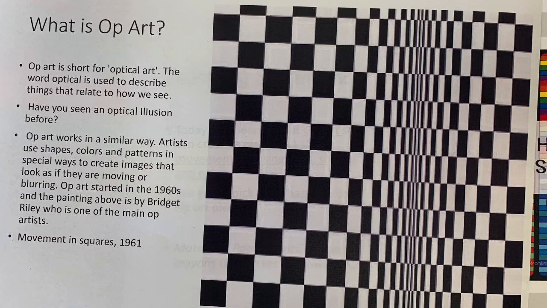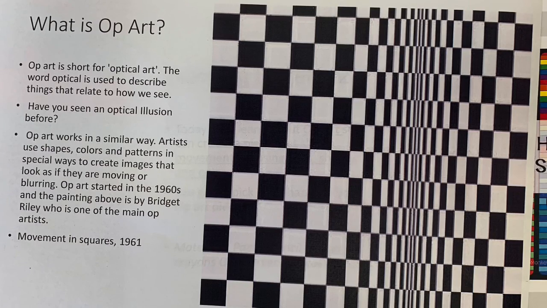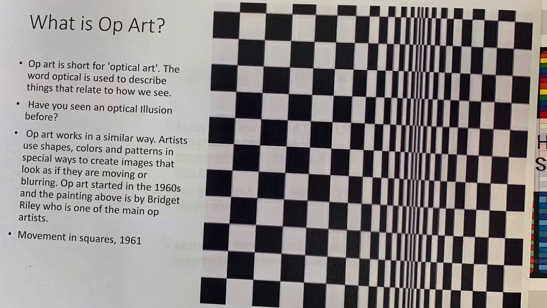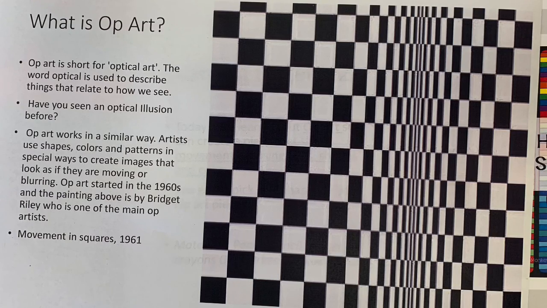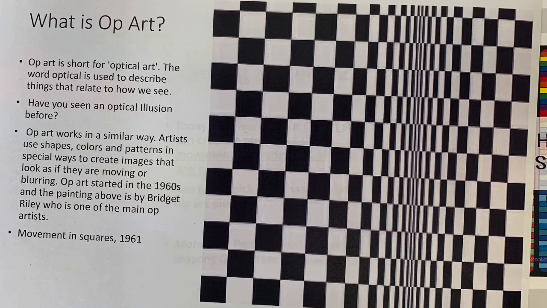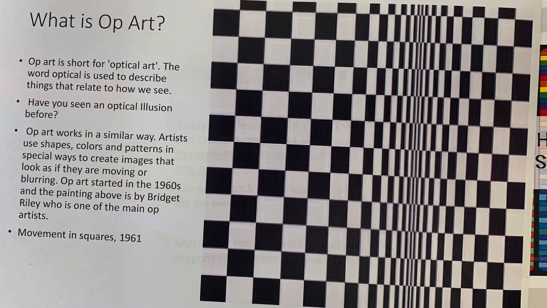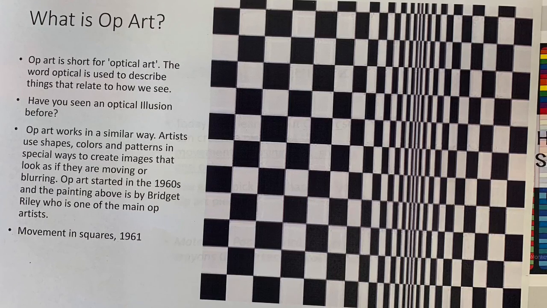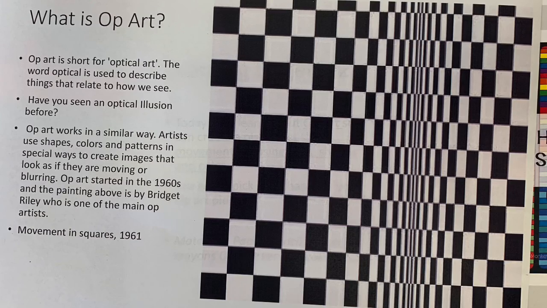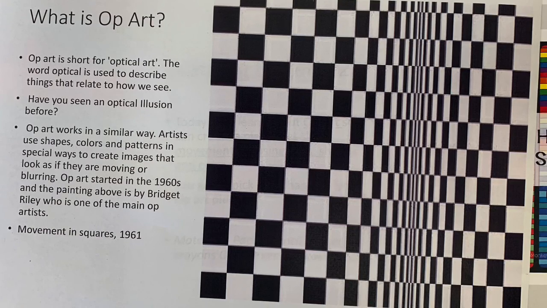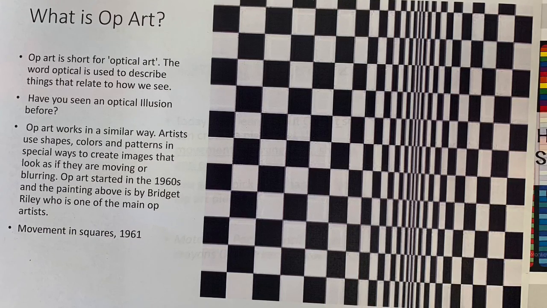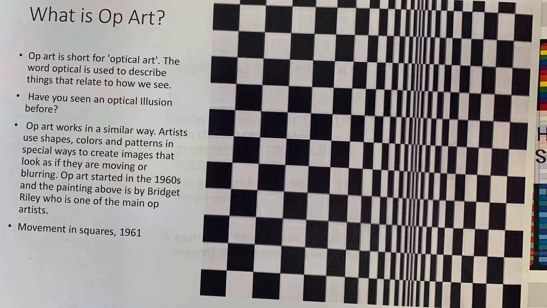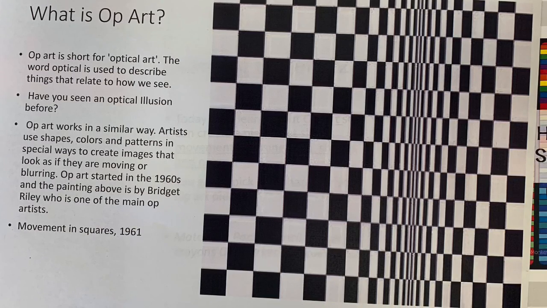Artists use shapes, colors, and patterns in special ways to create images that look as if they are moving or blurry. Op art started in the 1960s, and the painting that you see here is by an artist called Bridget Riley, one of the main op artists during this movement. The title of that piece is Movement in Squares and was done in 1961.